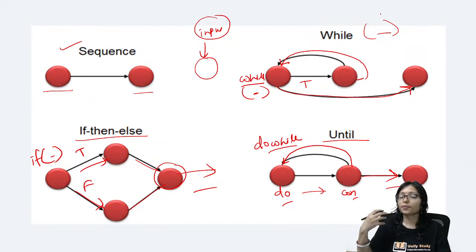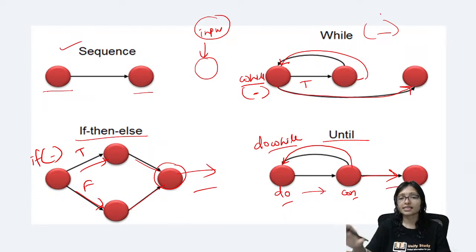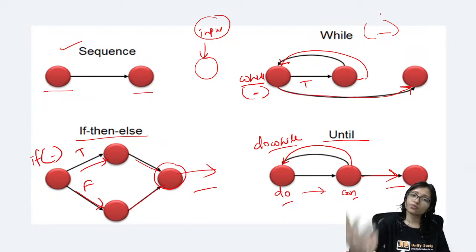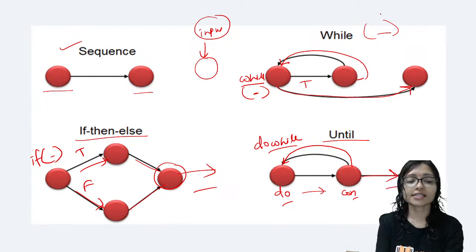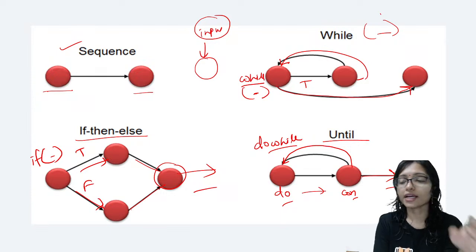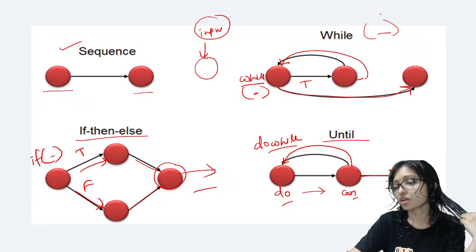So how to represent these conditions in a graph? Is this clear to you? Because today we have to understand how to draw. Is this clear to everyone? All the loops are clear to everyone? Yes?